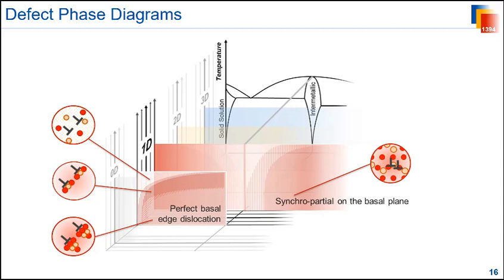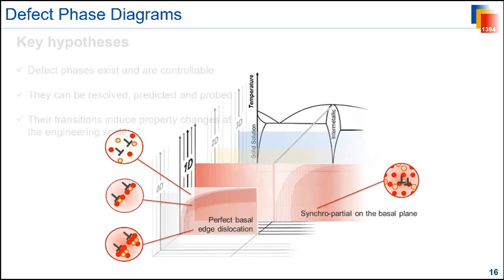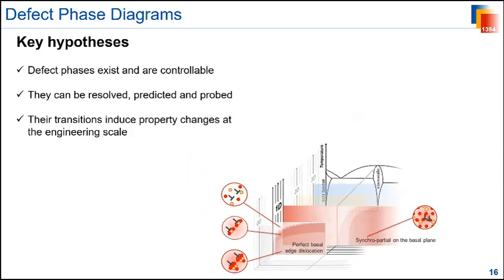And for this collaborative research center, we have now formulated a few key hypotheses which are centered around these defect phase diagrams. And these are that we think local defect phases exist, and they are controllable by alloying and by thermomechanical treatments. So two things that we are doing already, and two things which are really technologically accessible.